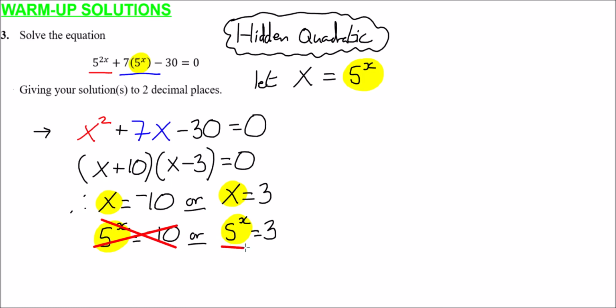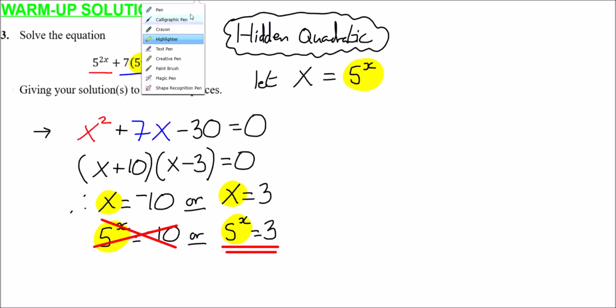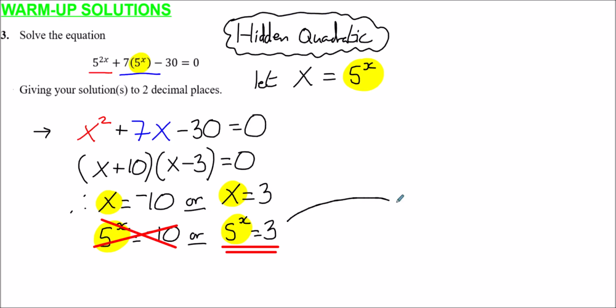So therefore, I'm looking at this for my solution. That isn't the final answer though, because I want it to be x equals. Here I've got 5 to the power x equals 3. So how do I solve that? Well, what I can do here is I can take logs of both sides. So it could be log base 10, it could be natural logs. It doesn't matter as long as you take logs to the same base of both sides. I'm going to take the natural log of both sides. So ln of 5 to the x will be the natural log of 3.